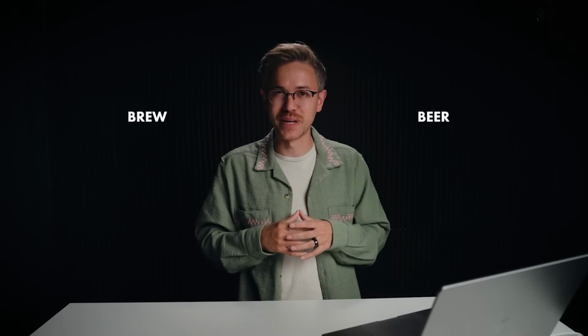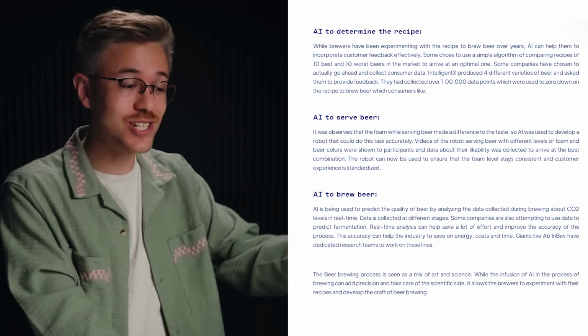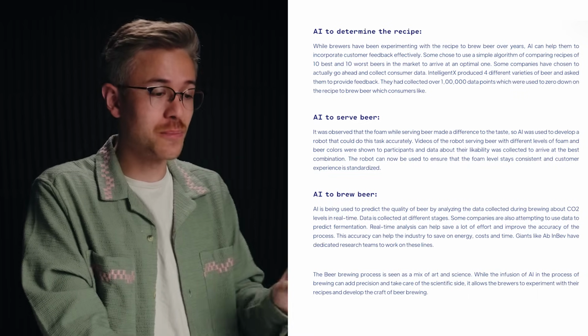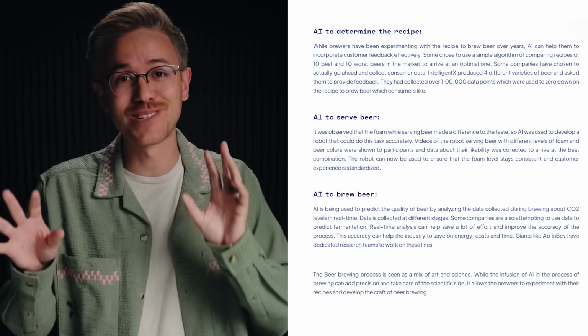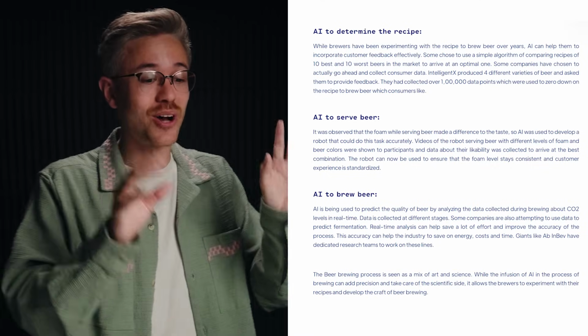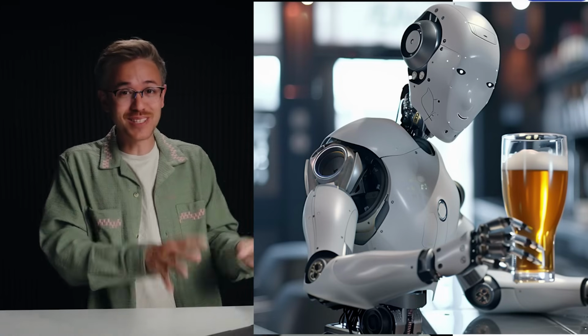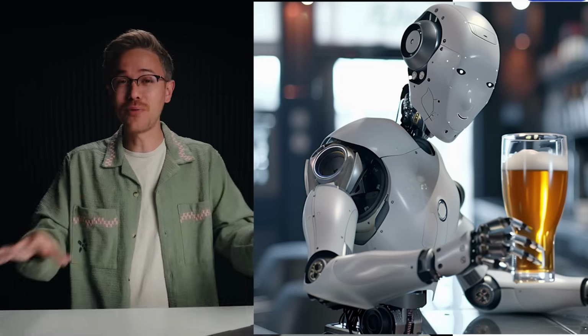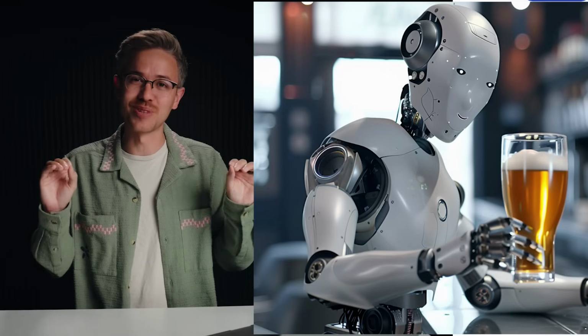And the last news story of today is the fact that AI is being used to brew beer. I kid you not. AI is actually being used to not only determine the recipes of beer, but also AI robots are learning to serve beer and also brew beer. So this is pretty incredible. I don't know if we can get one of those AI beer robots to come to our party in Vegas, but if we can, that would be absolutely amazing.